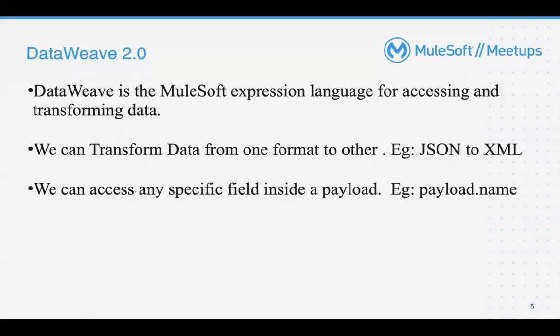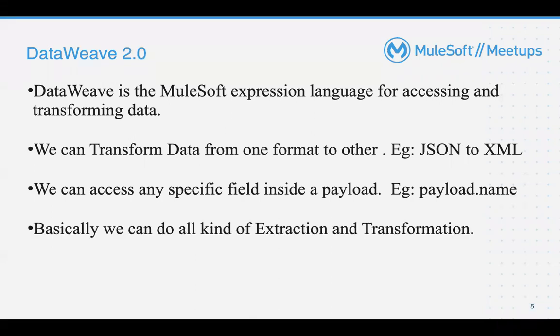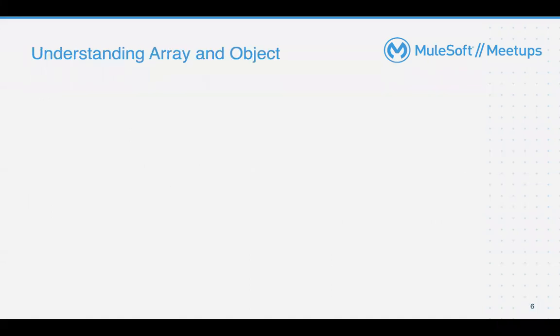If we want to access any particular fields or data within the payload, for example, you have a big amount of data and you want to extract only names, you can just use payload.name. So this is accessing some data, right? Basically we can do all kinds of extraction and transformation. This is, on a high level, what DataWeave does.